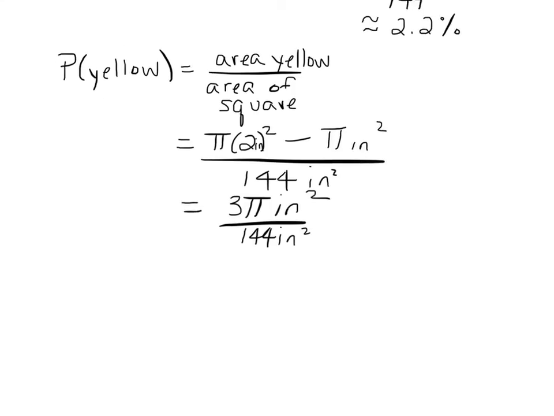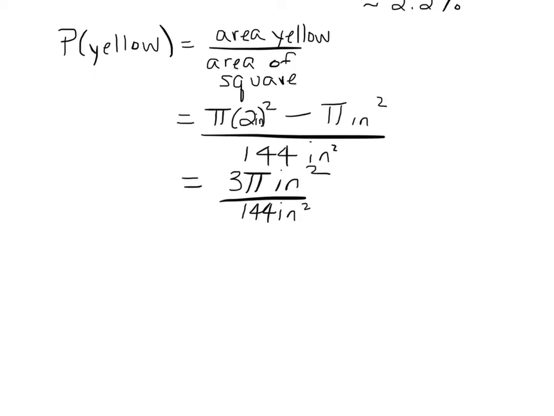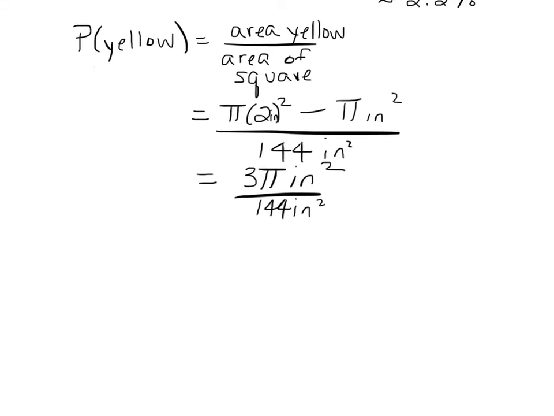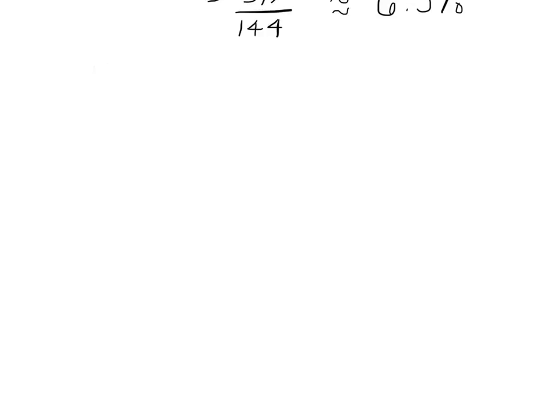And yes, we can just keep saying 144 for the area of our square because it hasn't changed. So let's see, can I simplify that? No, I don't think I can. Okay, 3 pi over 144, which is going to be approximately 6.5% chance that we're going to get in that yellow region. So we're getting better. We have a better chance. Now let's continue on and do the same thing for the red.